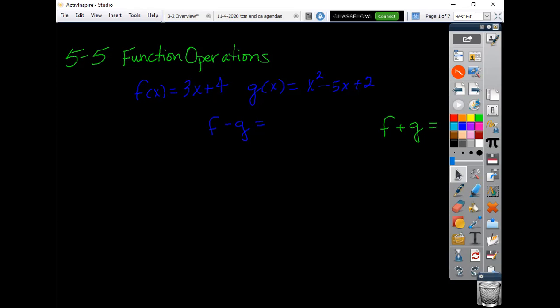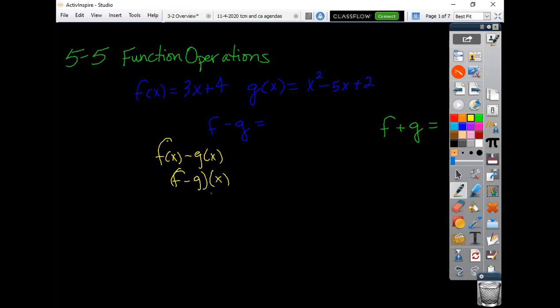So these two functions that were given here, f of x being 3x plus 4 and g of x being x squared minus 5x plus 2, and they say find f minus g, and sometimes that will even just be written like f of x minus g of x. And sometimes you might even see it written as f minus g of x, like that. But all of those really, they all mean the same thing.